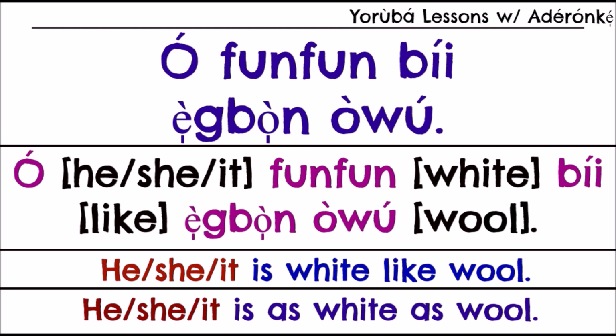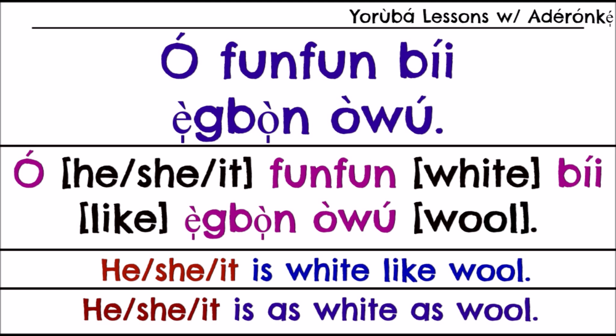O is she or it. Funfun is white. I have a video on Yoruba colors, so you can check that video out. Funfun basically is white. Bi is like. Bi, like. Egbon owu is wool. I said owu is cotton. Egbon owu, wool. But you can basically just say owu and it can be cotton, it can still be wool, it can even be fur. So owu is the generic name for anything that is like cotton, that is woolly.